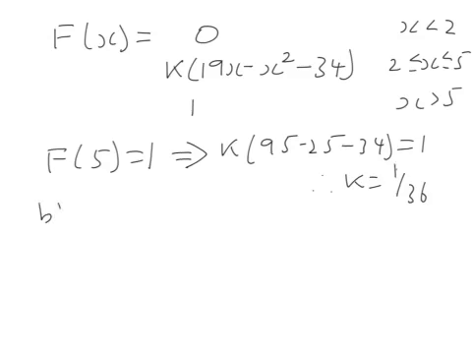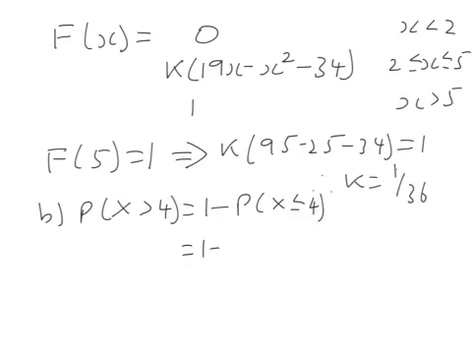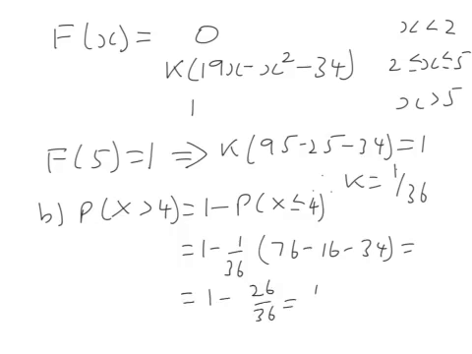In part B we want the probability that x is greater than 4. So that's 1 minus the probability that x is less than or equal to 4. So if I put 4 into this expression here, it's 1 minus 1/36 of (19 times 4 minus 4 squared minus 34). So that's 1 minus 26 over 36, which is 10 over 36, or 5 over 18.